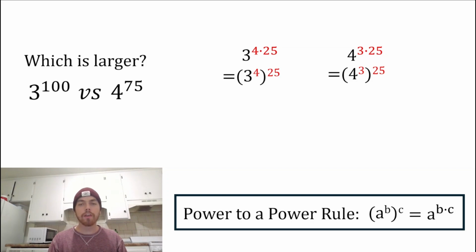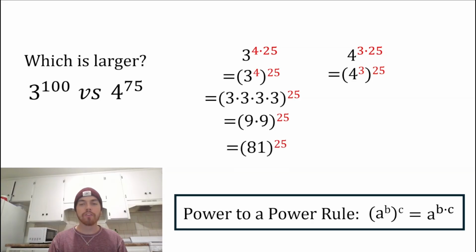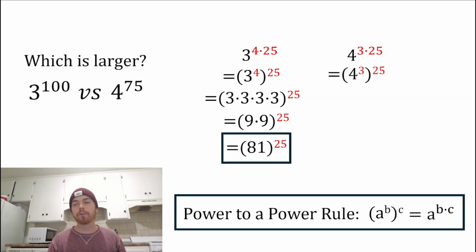Now let's focus in on the 3. 3 to the 4th is 3 times 3 times 3 times 3, and then that's all to the 25th power. That's 9 times 9 all to the 25th power, which is 81 all to the 25th power. We won't be able to simplify it anymore without just expanding 81 to the 25, which is going to be an astronomically large number. So let's put a box around it and move on to the 4.